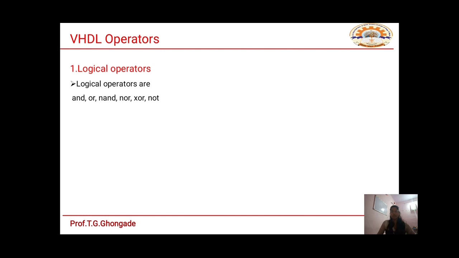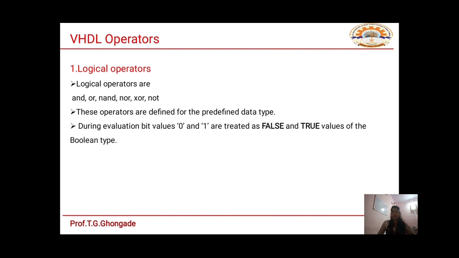These operators are defined for the predefined data types. Now which are the predefined data types? Standard logic, bit, boolean. Among these, logical operators are defined for the predefined data types bit and boolean, and they are also defined for one dimensional arrays of bit and boolean data type. During evaluation, bit values 0 and 1 are treated as false and true values of the boolean type.